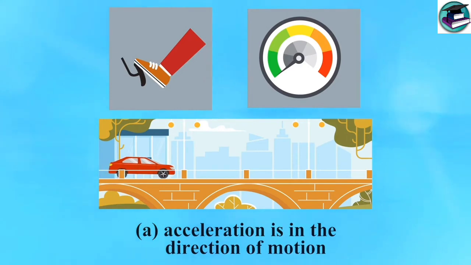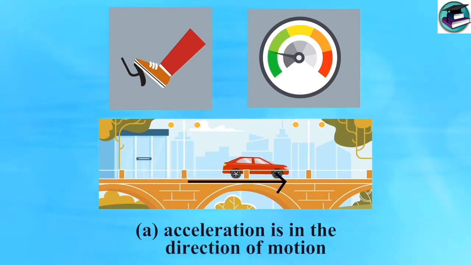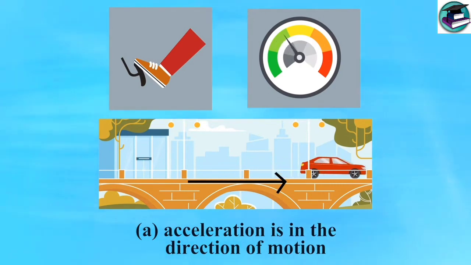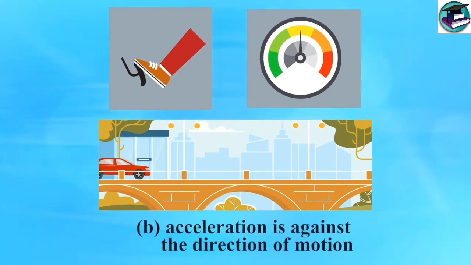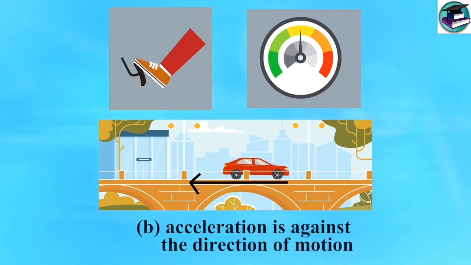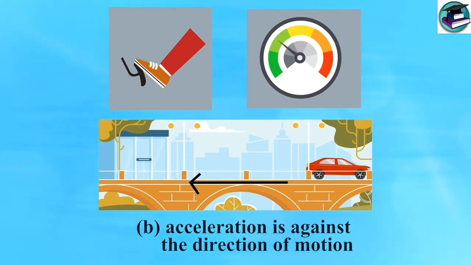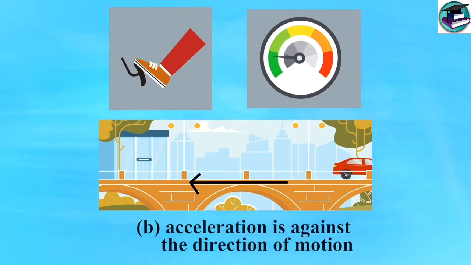A. Acceleration is in the direction of motion. Here, when the driver pushes the accelerator pedal, the car starts from rest and the speed keeps on increasing. Here, the acceleration is positive. B. Acceleration is against the direction of motion. Let's observe a moving car. The driver applies the brake and the car slows down. Although the car's direction of motion is towards right, the acceleration is applied in the opposite direction. Here, we can say that the acceleration is negative.